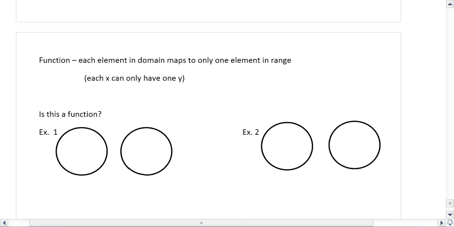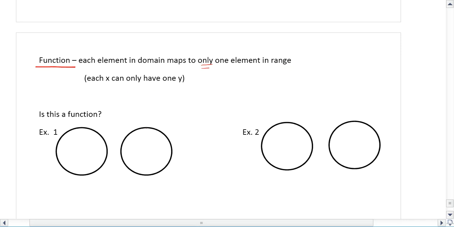All right, now we need to review what a function is. Functions are special relations. Not every relation is a function, so we have to learn how to distinguish that. A function is when each element in the domain maps to one and only one element in the range. Another way I've said that is each x can only have one y.